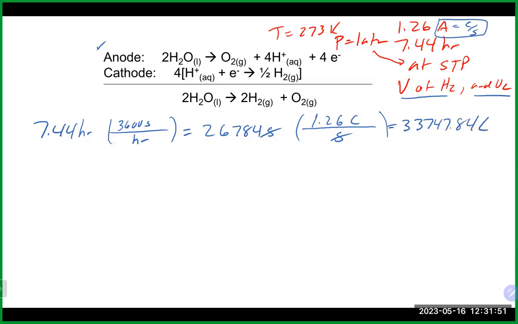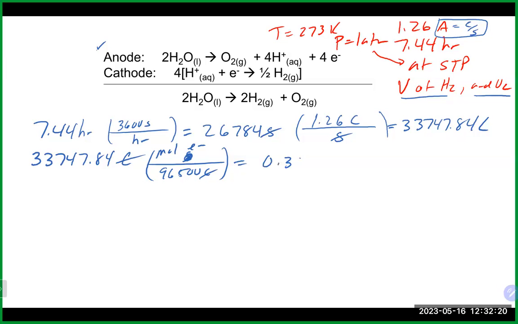7.84 coulombs. At this point, that's our electrical charge we're going to generate. We're going to use Faraday's constant to convert that into moles of electron. Then we'll be in some good shape, hopefully. Coulombs, we're going to divide by our 96,500 coulombs per mole of electrons. There we go. And if we do that, we get about, we'll call it, 0.350 moles of electron.